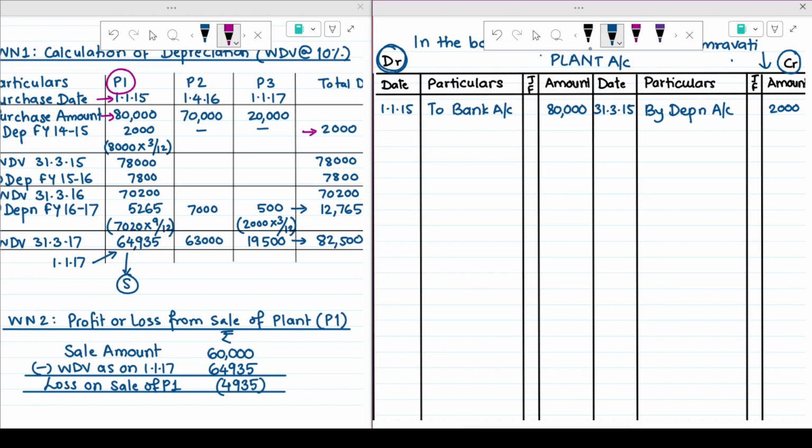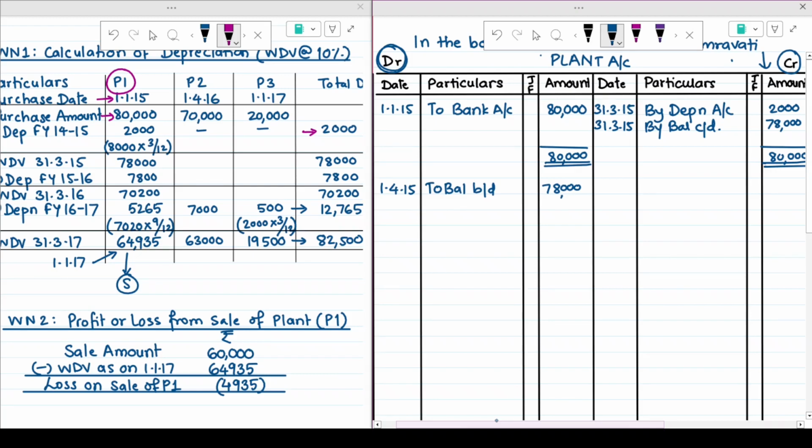Now we can close the books. 80,000, 80,000. The balancing amount is 80 minus 2 is 78,000. By balance closed down. And we will carry forward this amount on next day, 1st April 15, to balance brought down 78,000. So plant account posting is done.